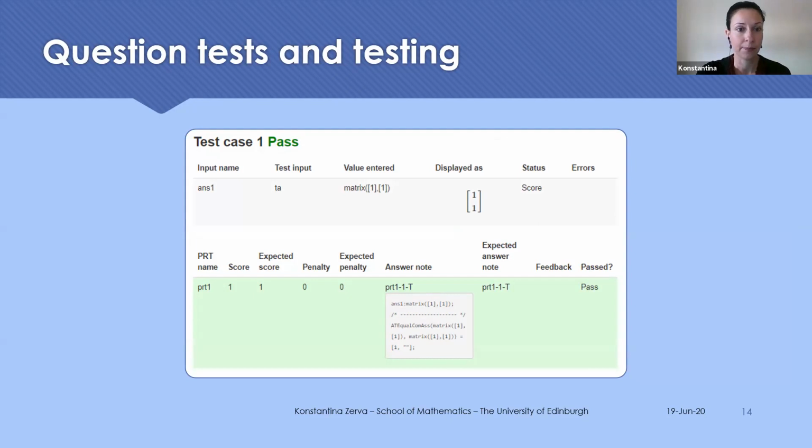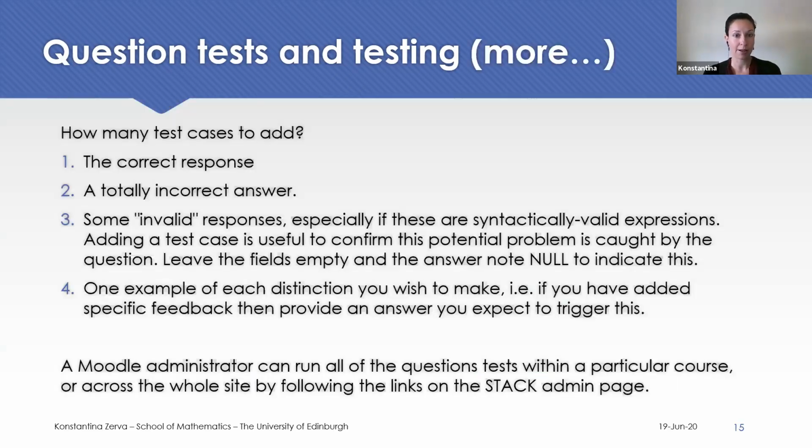So how many test cases do you need to have in your questions? You need to have one test case for a correct response, one test case for a totally incorrect answer, and maybe some invalid responses, especially if you have syntactically valid expressions. Adding a test case is useful to confirm that a potential problem is caused by the question. And then you need to leave the answer note null. And if you consider students' mistakes, you may need to have one example of each distinction you wish to make. Especially if you have added some specific feedback, you may want to test these cases also.